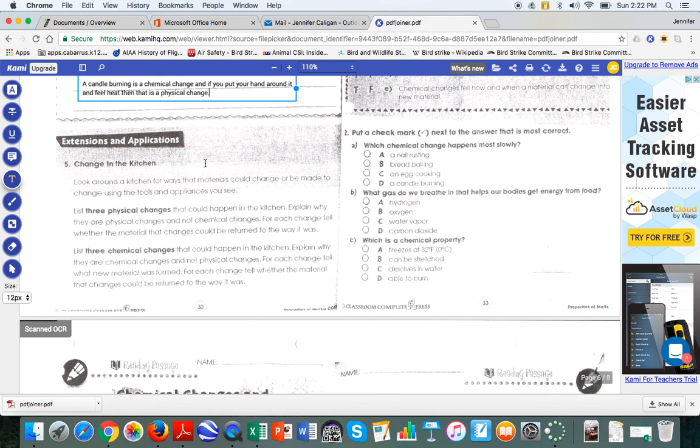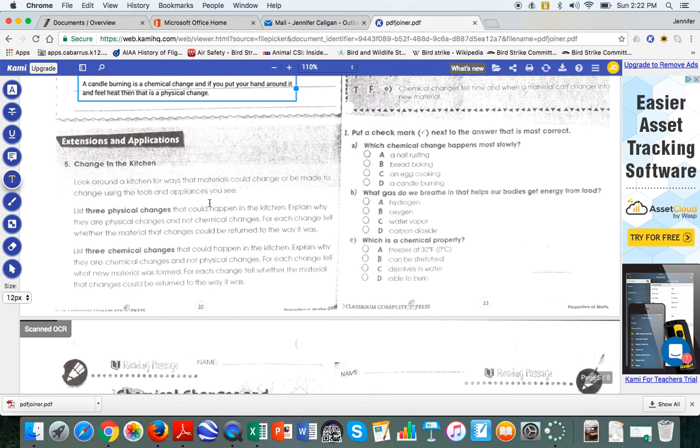So in your kitchen, you have to find 3 physical changes that could happen. You know, don't go smashing things. Explain why they are physical changes and not chemical changes. For each change, tell whether the material that changes could be returned to the way it was. So let's see what you come up with.